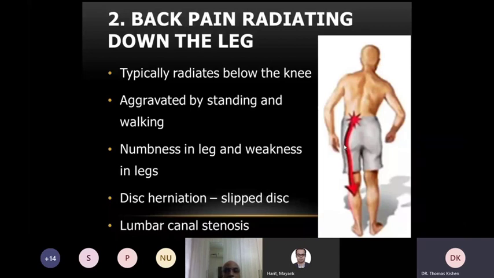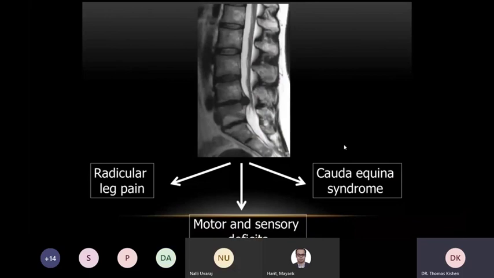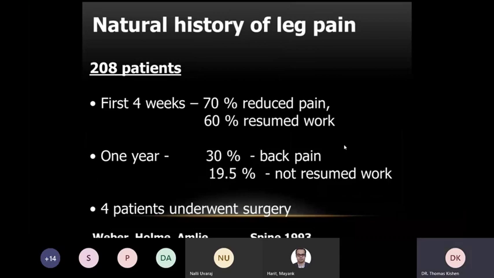Disc herniation is probably the clinical diagnosis in this case. Lumbar canal stenosis is another diagnosis. So if you have a disc herniation like this, you can have radicular leg pain, you can have motor and sensory deficits as a result of the neural compression and the inflammation, or you can have a cauda equina syndrome. So we look at the natural history of leg pain itself.